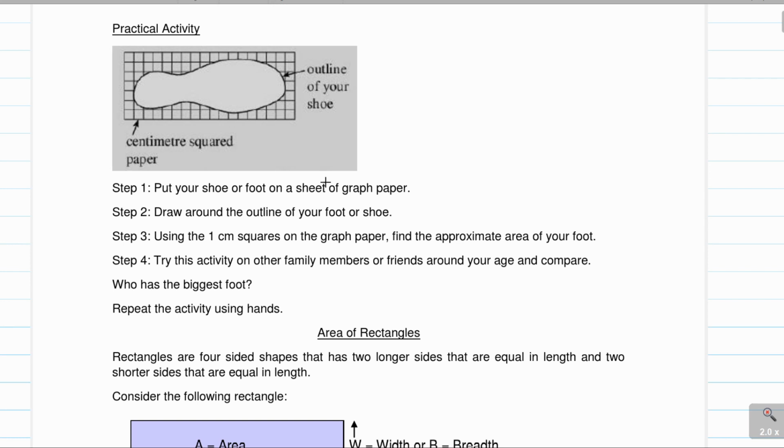Alright, so you could try this activity with your family members or with friends around your age and compare. Who has the biggest foot, right? We could find it by looking at the area of their feet. Alright, so you can repeat this activity as well using your hands.